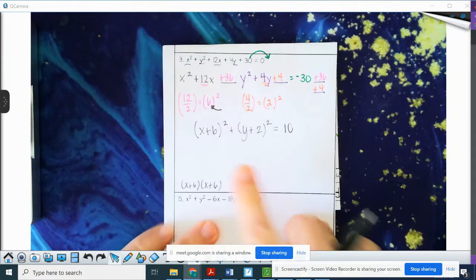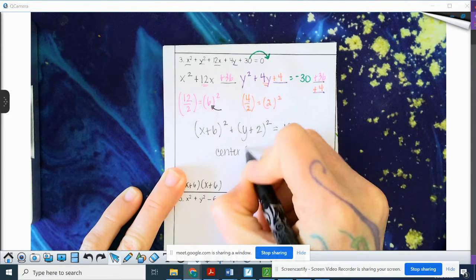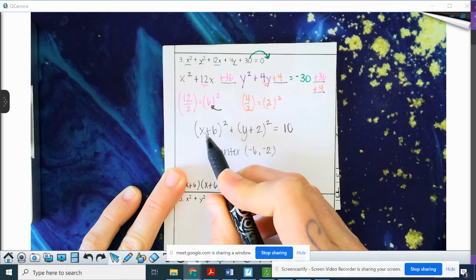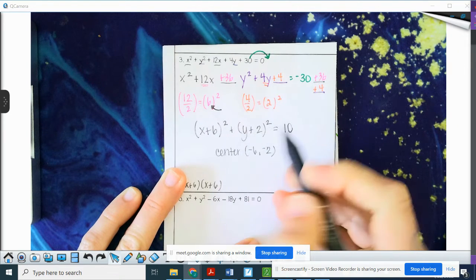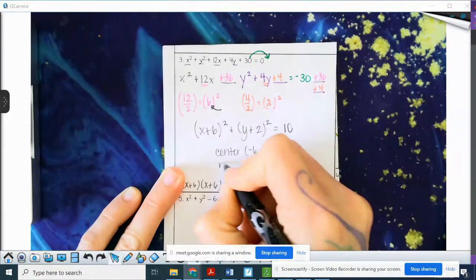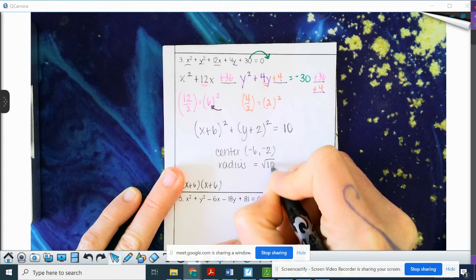From here, just as a review, the center is going to be negative 6, negative 2, because it's the opposite of what's in there, because this formula is x minus h, y minus k. So I plugged in negatives to get those to become positives. And then our radius, in this case, is the square root of 10.